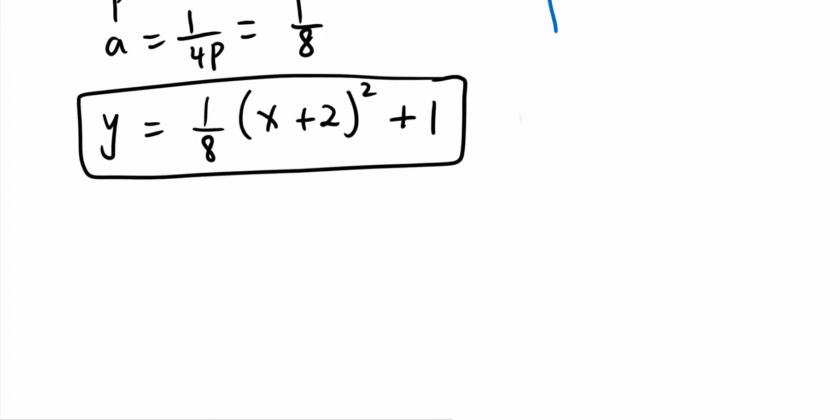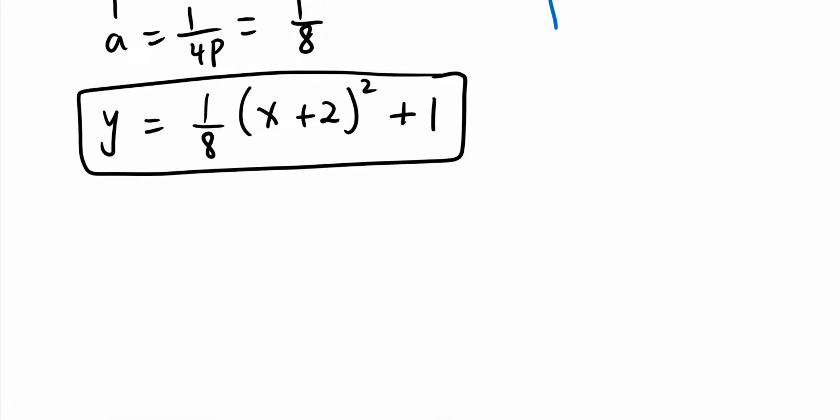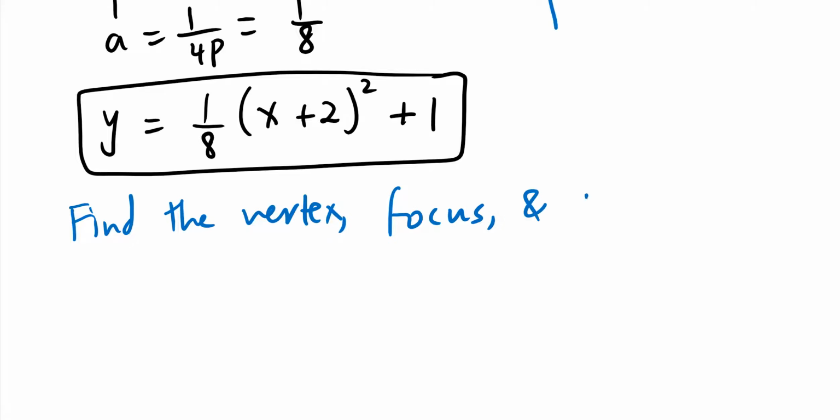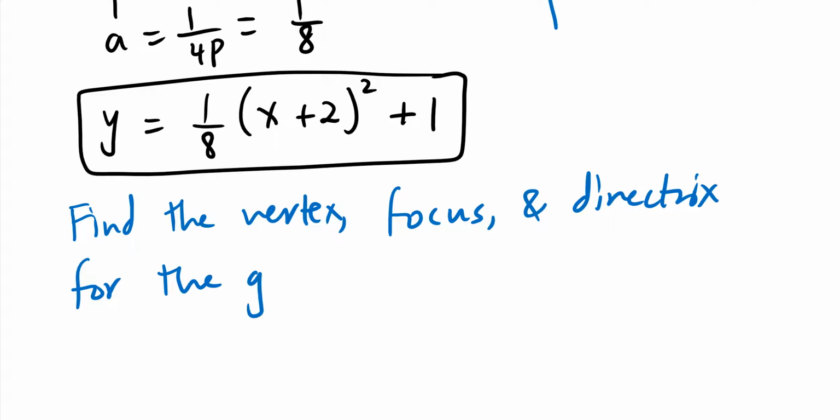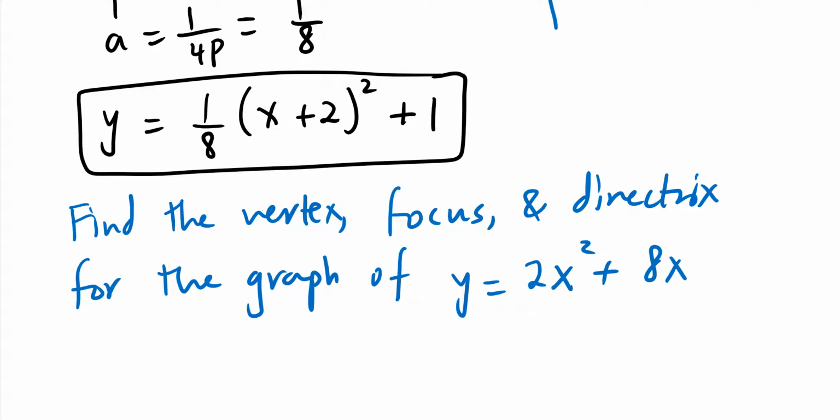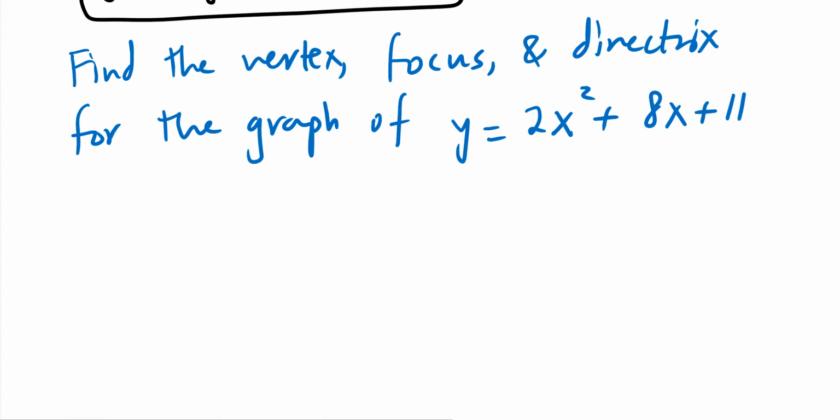Next one, it could be the other way around. We could be asked to find, some people say analyze it, or just specify, find the vertex, meaning the coordinates of the vertex, focus, and directrix for the graph of y equals 2x squared plus 8x plus 11.